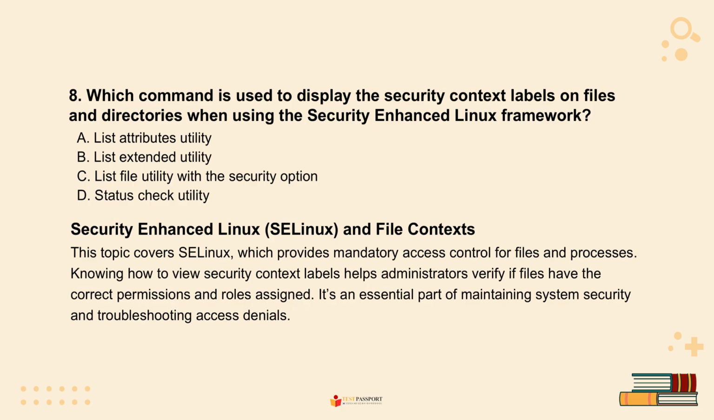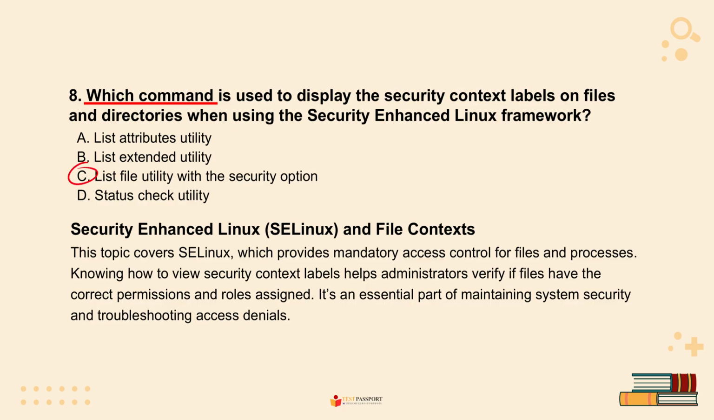Which brings us to things like Security Enhanced Linux. Yep, mandatory access control, a whole other layer. So if an admin thinks a permission problem isn't the old school user group other permissions, but an SELinux policy blocking access, how do they actually see the SELinux context labels on files and directories? What command shows that? You need to use the list file utility, ls, but add the security option. That's typically ls -Z, capital Z. ls -Z. Exactly.